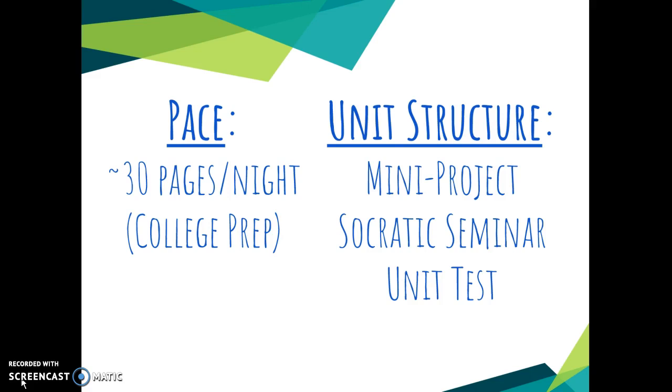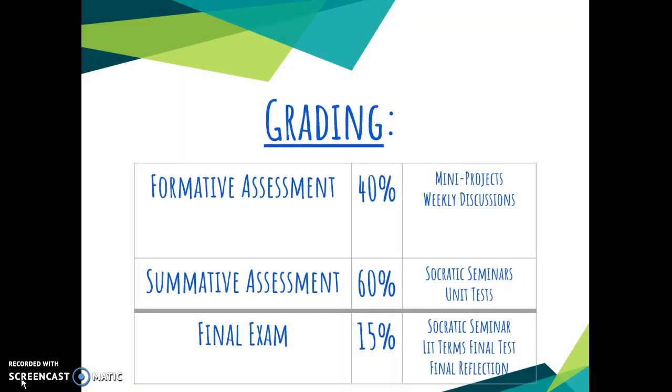The English department is operating on a weighted grade system as of this year, and in World Lit, this will be divided into formative assessments worth 40% and summative assessments worth 60%. Formative assessments include your mini projects and weekly discussions in Canvas, and summative assessments include Socratic seminars and unit tests. The final exam package is worth 15% and includes a Socratic seminar, lit terms final test, and final reflection.